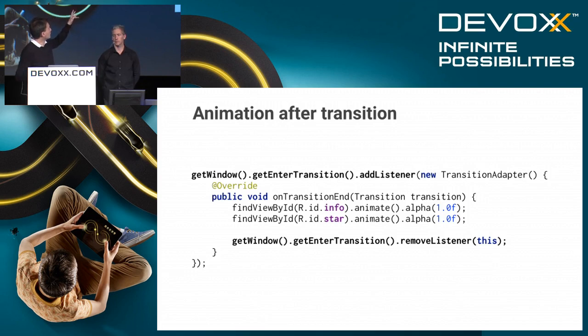So when you grab your window in the onCreate method, you can get the enter transition. The enter transition is what's played when you enter into an activity. And you can add a transition listener, and we can just wait for the end of the transition, and when we reach the end of the transition, then we can just run our own animations. So here we just run a simple alpha animation using a view property animator on a couple of views.